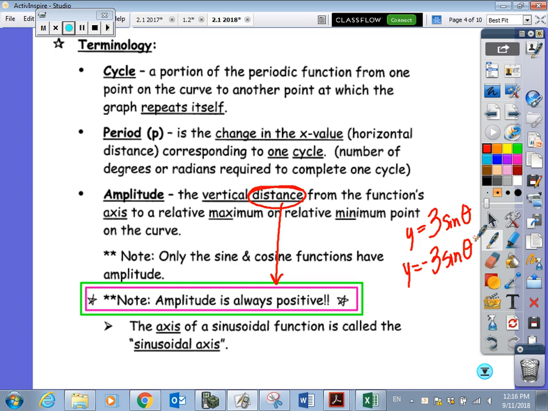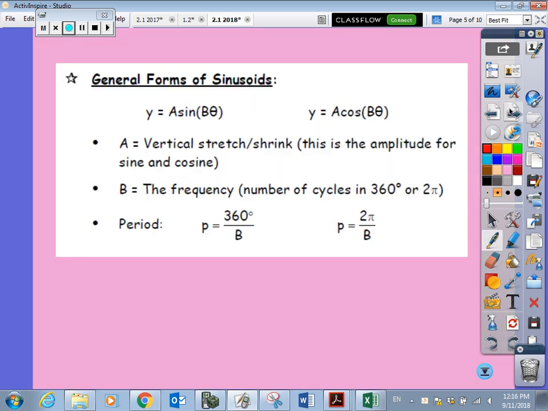Okay? So again, this page, including this right here, is a very important page to keep handy right now. So y equals A sine B theta. A is your vertical stretch or shrink. It's where you get your amplitude. Just know that it can't be negative. If it asks for the amplitude, it's always positive.